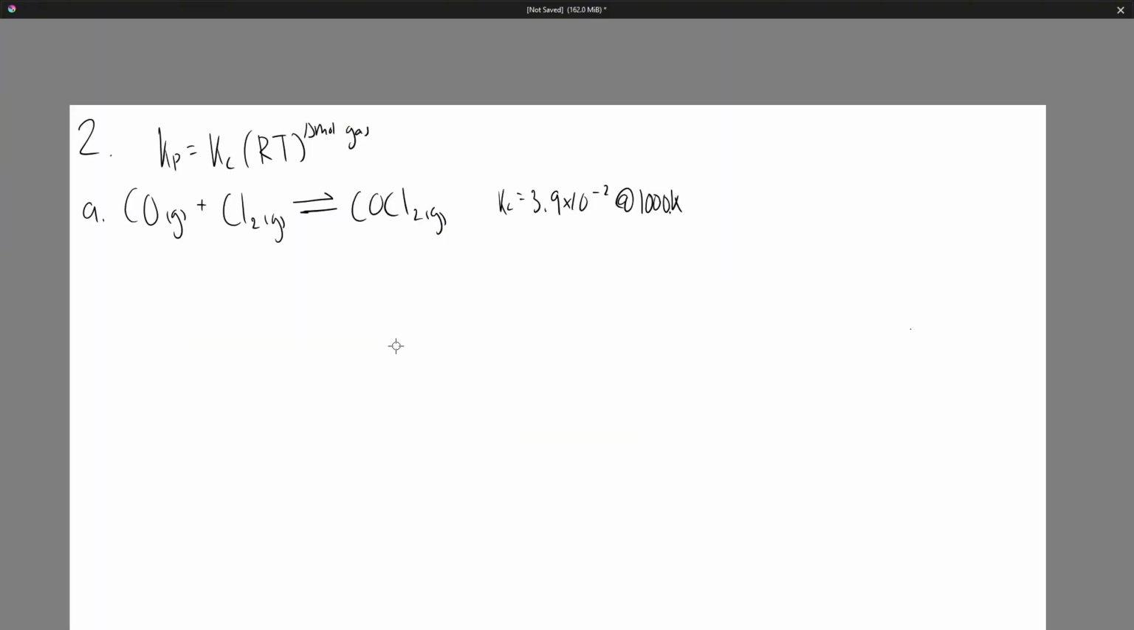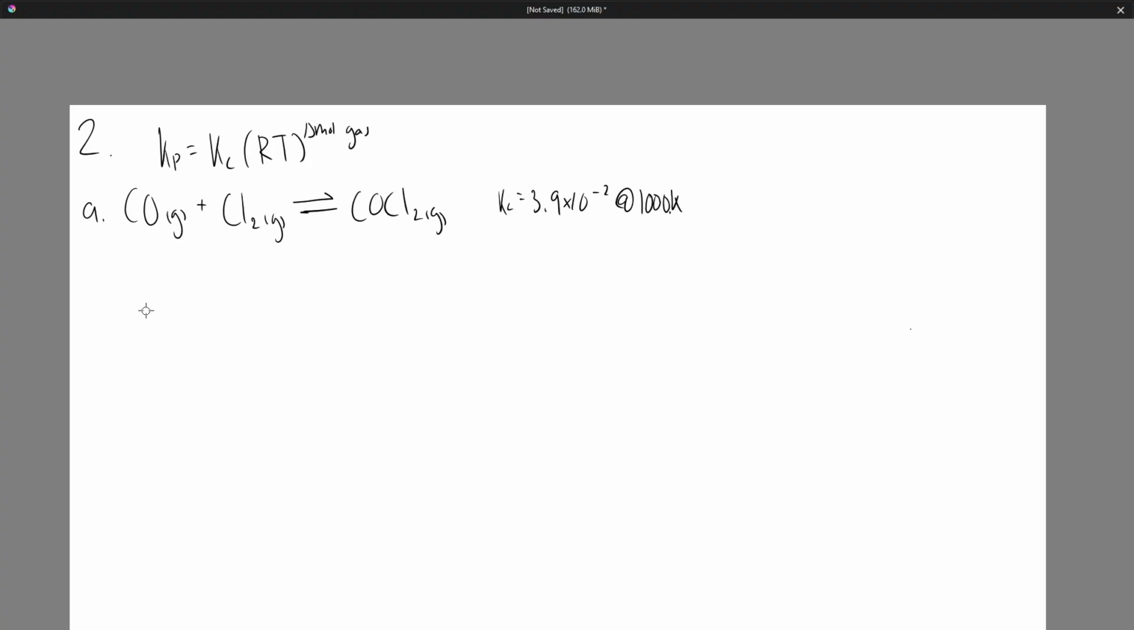Okay, so number 2 asks, find Kp for the following equilibria. So let's start with A. So here on top we have the equation to find Kp. The reason I chose this equation is because we're given the Kc right here, and the only equation that is related to Kp that also has Kc in it is this one right here. So that's how you want to look at the problems you're given. You want to see what you're given or what you could find and how that relates to what equation you're trying to use.